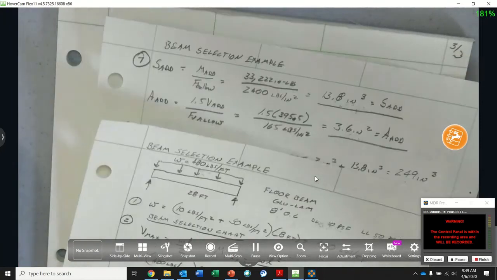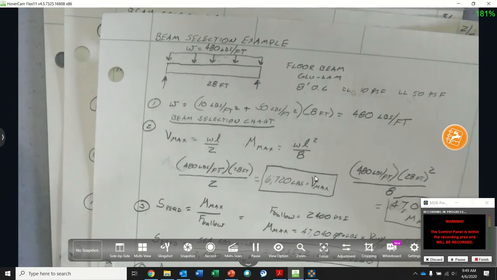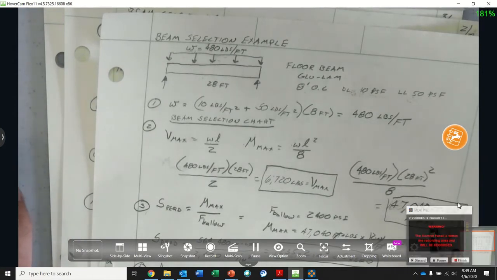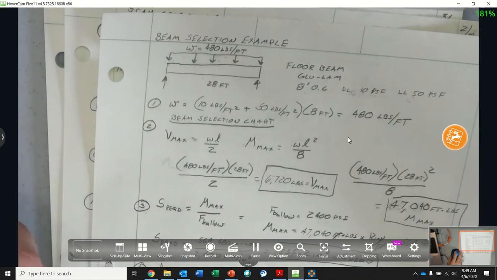Good morning, class. This is a correction from my last example. I found a math error in there, so I'd like to go through it quickly here. I apologize for this. It's Monday. This is new to me.